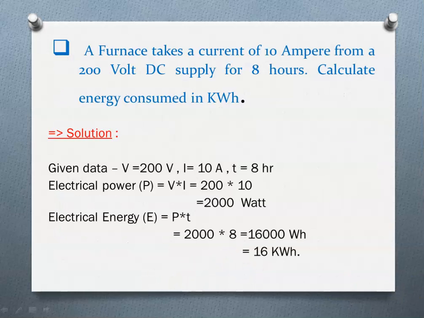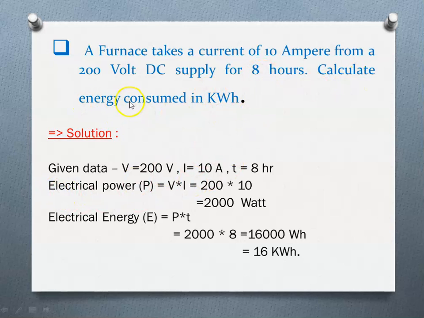Let's solve one numerical based on this topic. The question is, a furnace takes a current of 10 ampere from a 200 volt DC supply for 8 hours. Calculate the energy consumed in kWh. This is the solution. The given data: voltage is 200 volt, the current is 10 ampere, and T is equal to 8 hours.